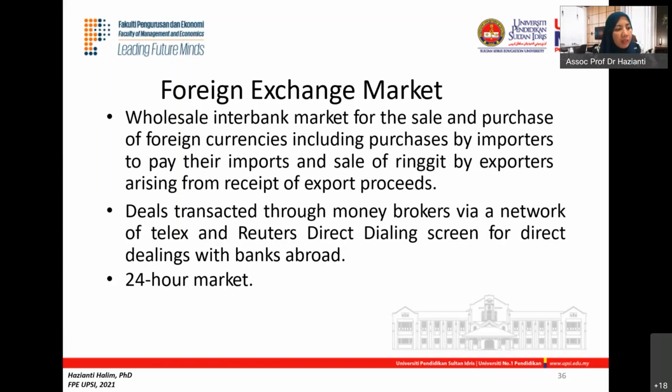And the deals are transacted actually using money brokers. Kita ada Telex, kita ada Reuters direct dealing screen untuk direct dealings with banks abroad. So these are actually the platforms. Ada macam-macam platform untuk deal. So forex market ni is a 24 hours market. Sebabnya kita siang sana malam, sana malam sini siang, so dia jalan 24 hours.